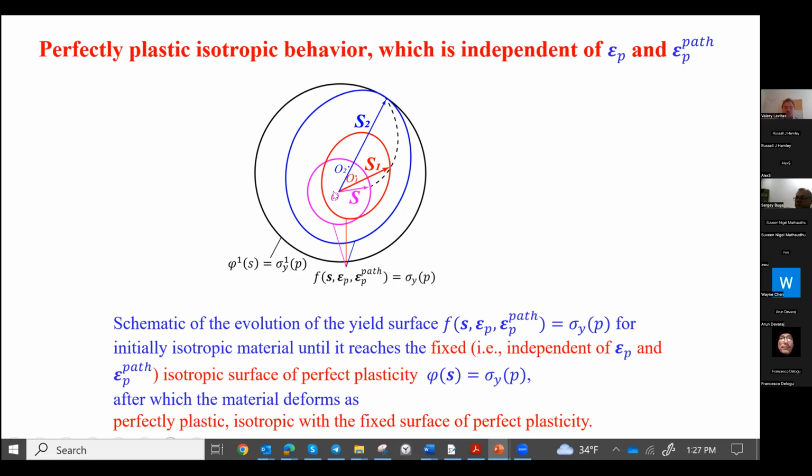And what happens is that during plastic deformation, after reaching some limit, the actual yield surface reaches this external yield surface and then moves along it. And that is why the material behaves like perfectly plastic, isotropic, and independent of plastic strain tensor and plastic strain path. And this drastically simplifies, this is also the first rule for plastic flow in severe plastic deformation, and it drastically simplifies experimental methods, theory, and simulation.